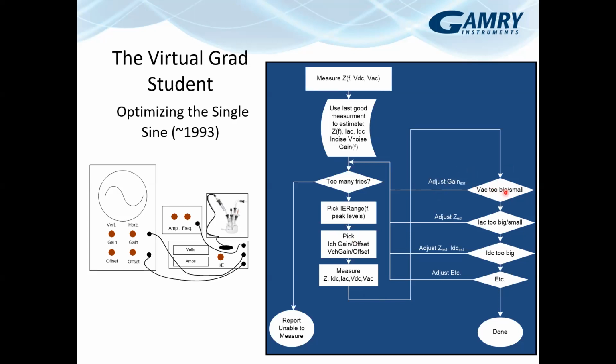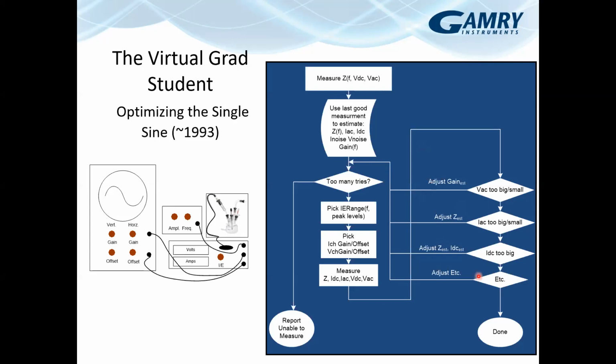Was our AC voltage off? We can adjust the gain. Was our AC current too big or small? Was it outside of the range? We may need to change the estimate or change the IE range that we're in. If we've got too much DC current, we might need to make adjustments, and go through all of the different settings within the system. And this happens fairly quickly. The initial data point that you take takes the longest if the guess is off by a long ways, but eventually, from step to step, everything is very fast.